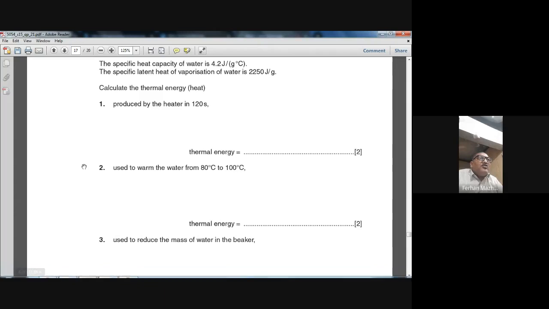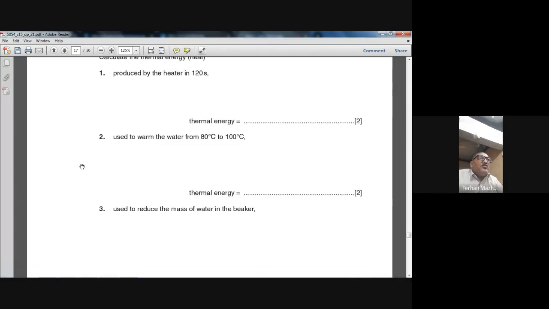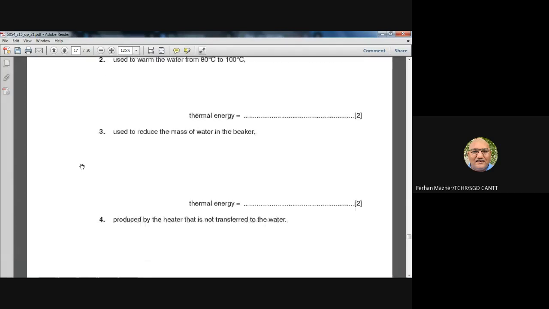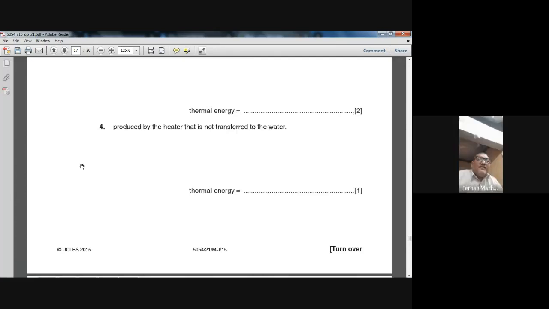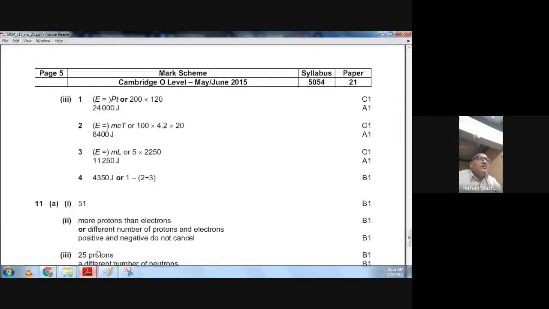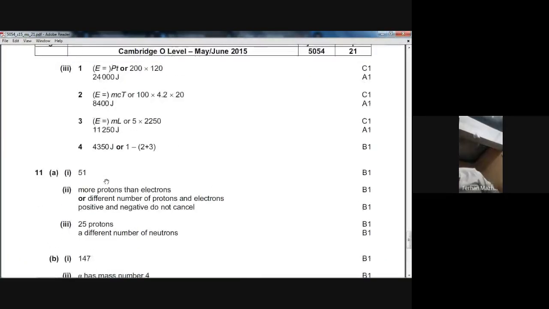From that, subtract the heat which was used to raise the temperature. That was the second part. And also subtract the heat which was used to convert the water into the steam. From the heat produced by the heater, subtract the heat used to raise the temperature and the heat used to convert the water into steam, and you will get the heat which got wasted and which was not given to the water. The marking scheme is also showing on your screen.